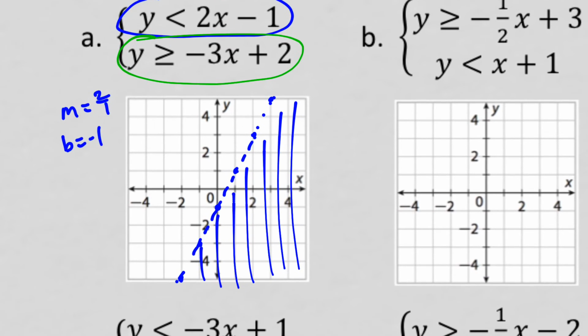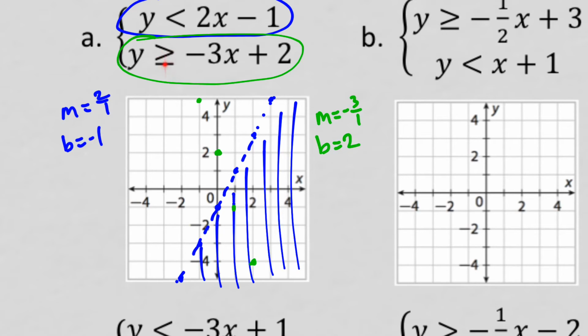For that one, it's saying that the slope is negative 3. I'm going to write it as negative 3 over 1. The y-intercept is 2, so I'm going to begin at 2 right here. And I'm going to go down 3 over 1. 1, 2, 3 over 1, right here for my next point. And keep going, 1, 2, 3 over 1. I can make as many points as I need, or as many as fit in my coordinate plane, so that I can make my line.